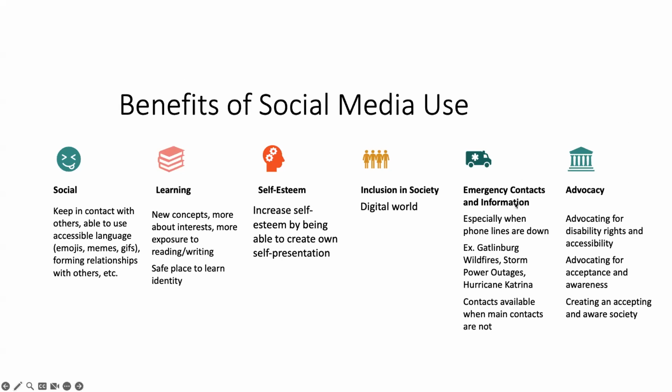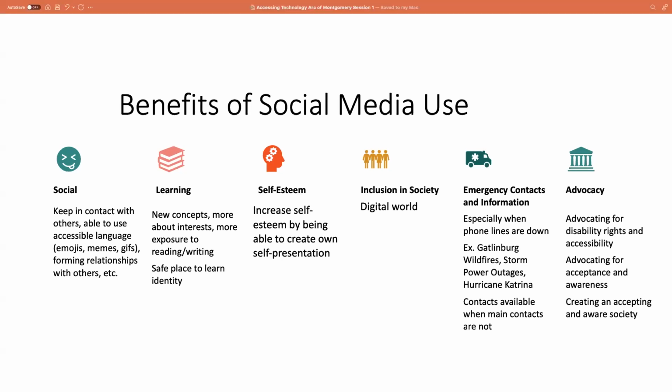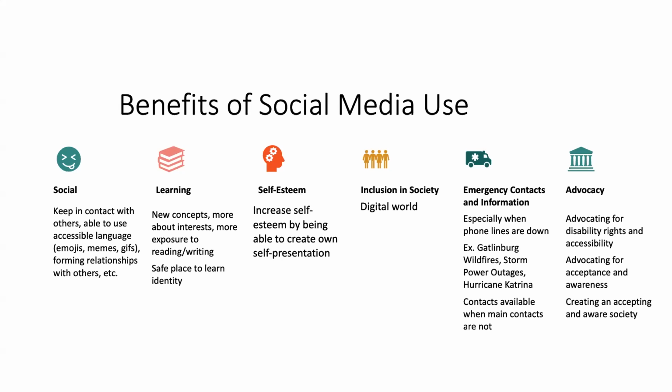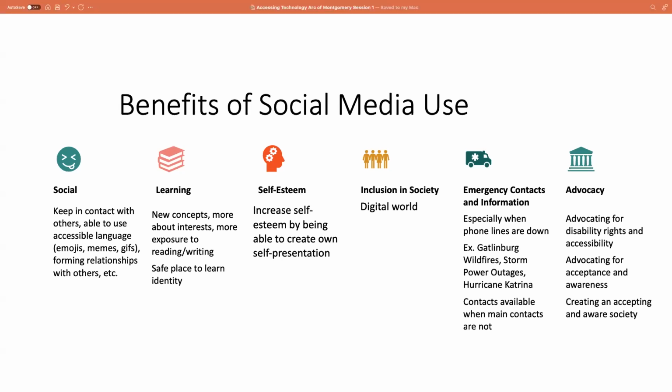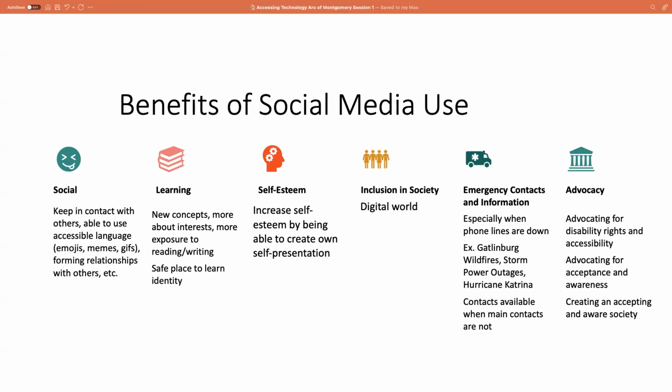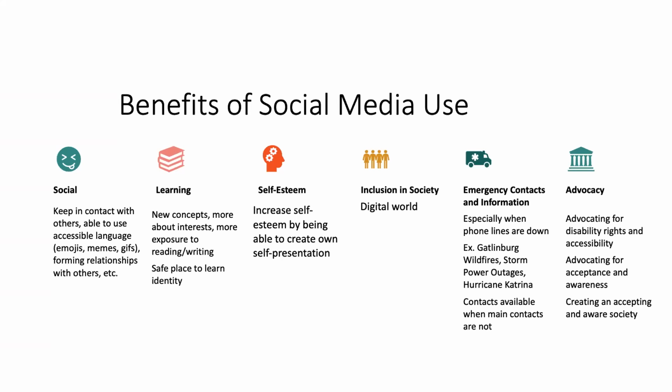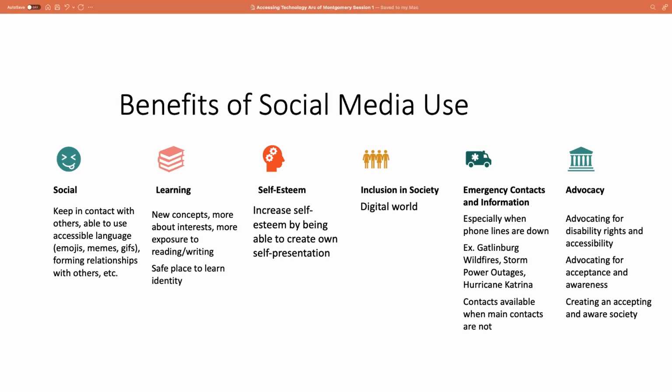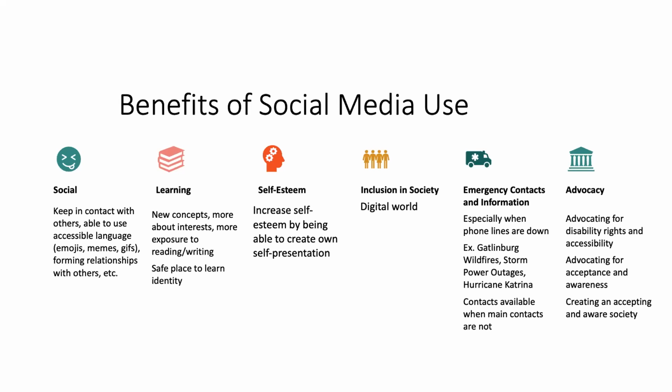The last benefit that I like to talk about for individuals with IDD using social media is advocacy. You're able to advocate for disability rights, for accessibility, awareness and acceptance of disability. For example, July is Disability Pride Month. And all over social media, you can use a hashtag that says Disability Pride Month, and you can see posts about that. People advocating for their disabilities or for their siblings with disabilities or their child with a disability or their friend. It's really, really cool seeing that happen right now.